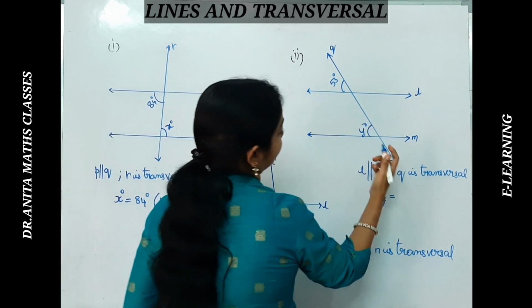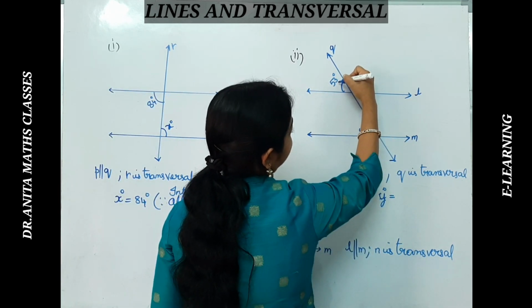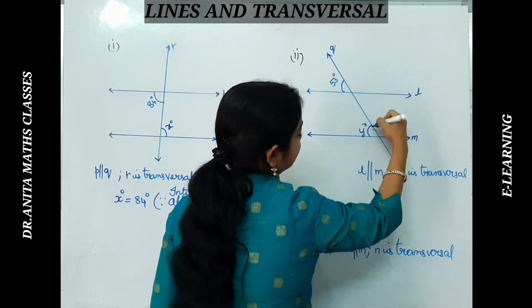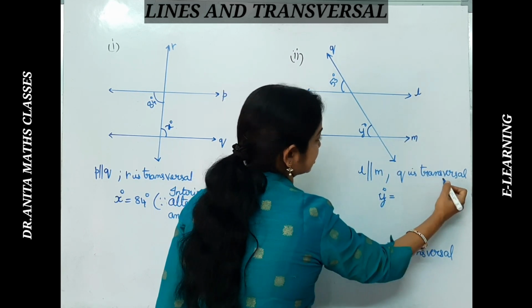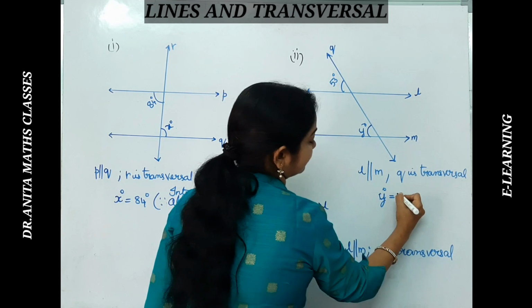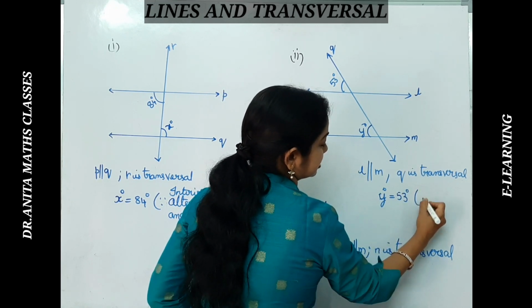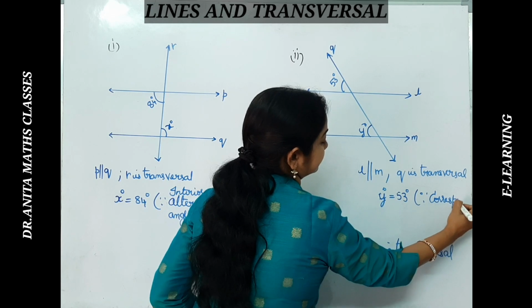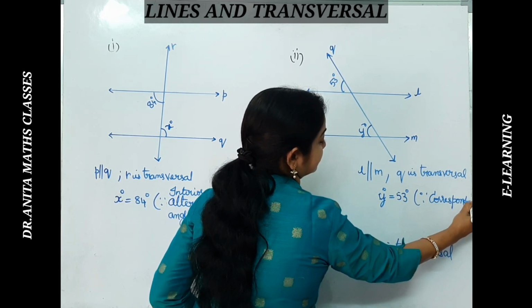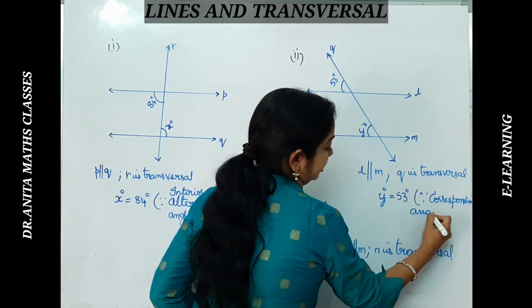Now the second problem here, if you see, this is 53 and Y. These two are corresponding angles when L and M are parallel and Q is a transversal. So Y is equal to 53 degrees, since corresponding angles are equal.